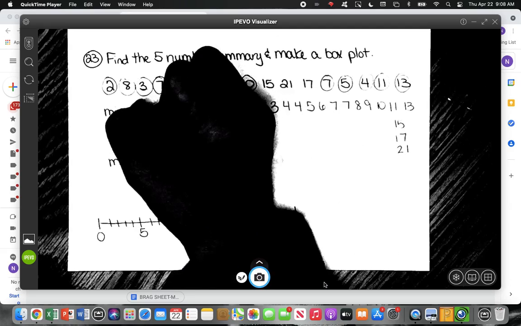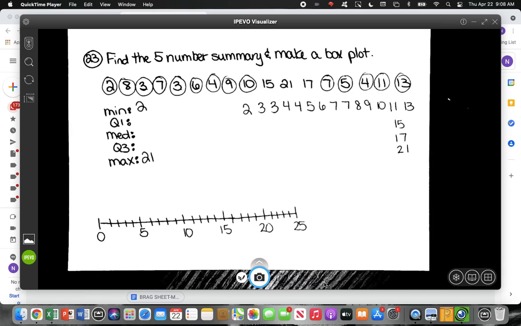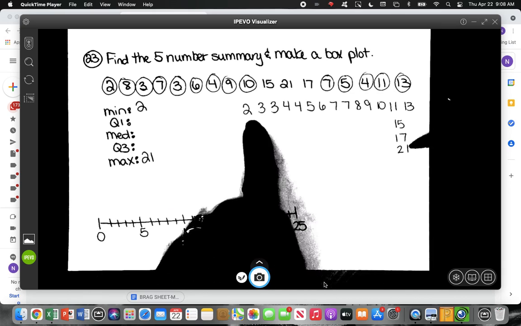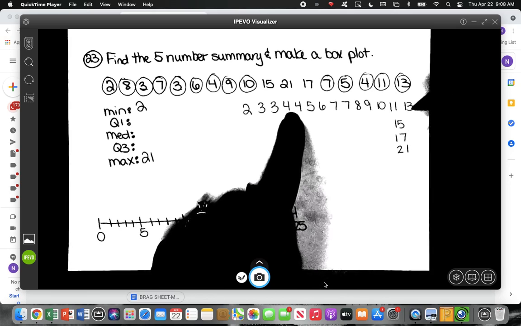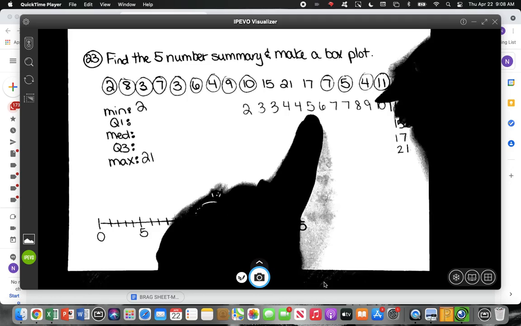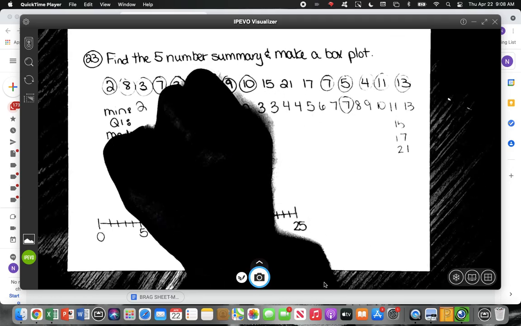All right, minimum is 2, maximum's 21, smallest and biggest. Median is the middle. So if I start from the edges and I go to the middle, there's a true median. That 7 is exactly in the middle.